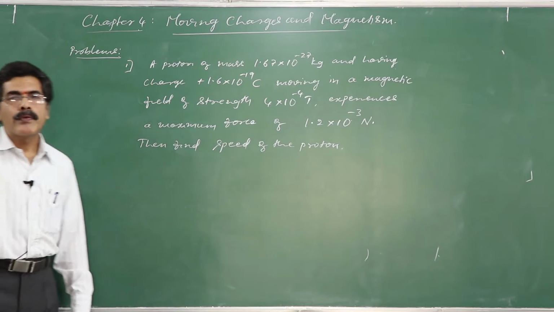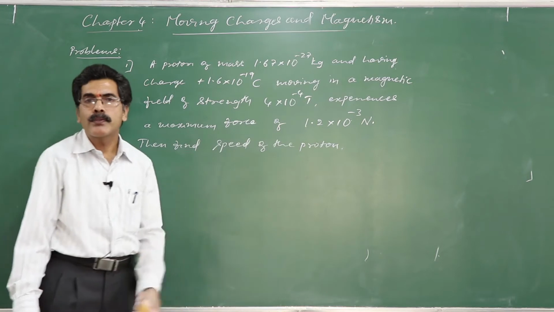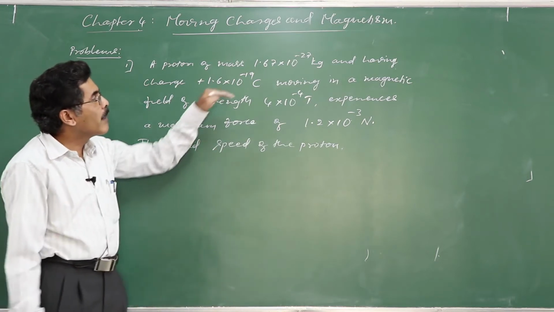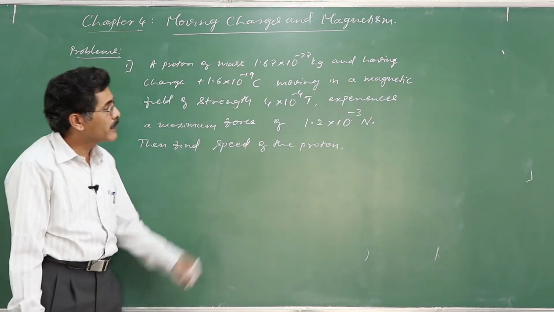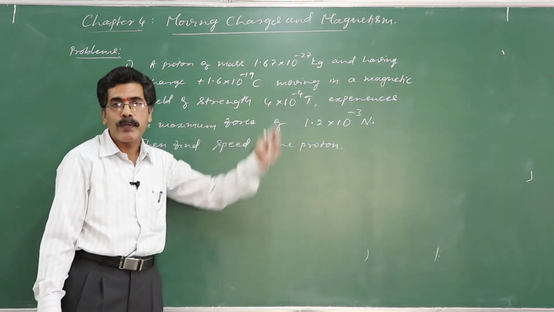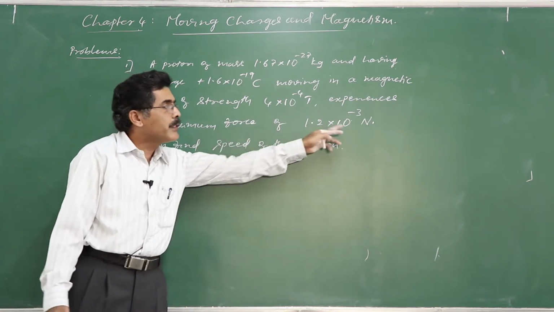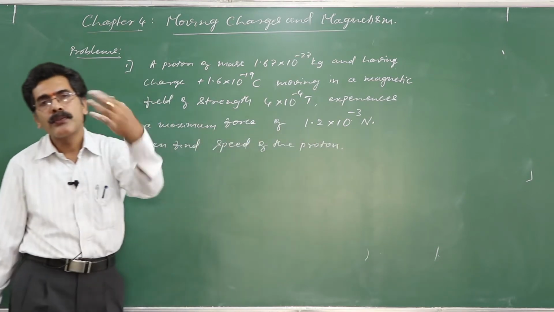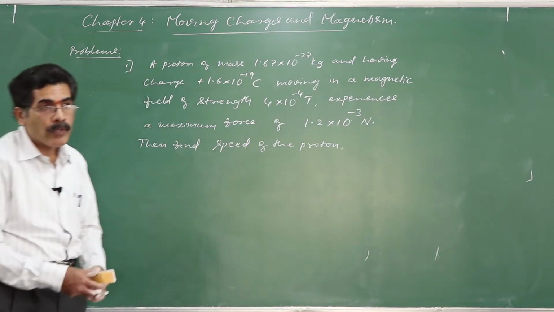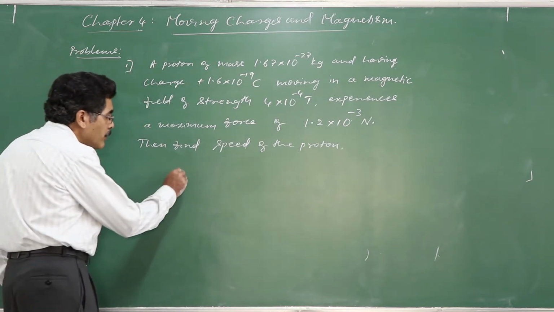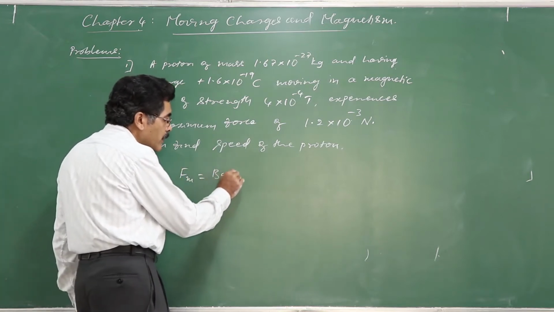See, in this problem, we have a proton of 1.67 into 10 raised to minus 27 kg having positive charge, moving in a magnetic field. The strength of the magnetic field is 4 into 10 raised to minus 4 Tesla. It is experiencing this much force. Then they are asking you to calculate the magnitude of velocity or speed of the proton. We know that the magnetic force is given by BQV sin theta.